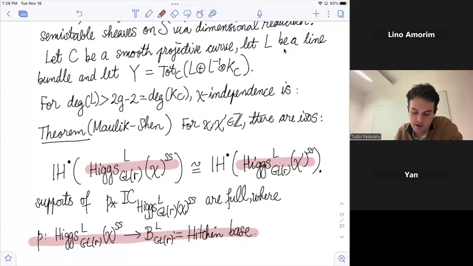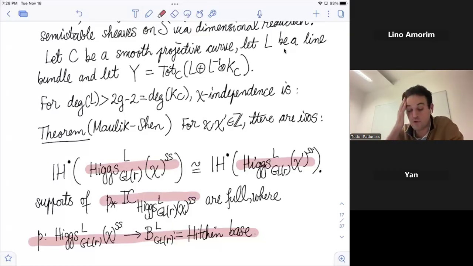And then over this large open locus, one knows what the fibers are. They are Jacobians of these smooth spectral curves. So one knows how to compute the push forward over the locus of smooth spectral curves. And then the theorem, using this support lemma, is that the supports appearing in the BBDG decomposition for this push forward are full.